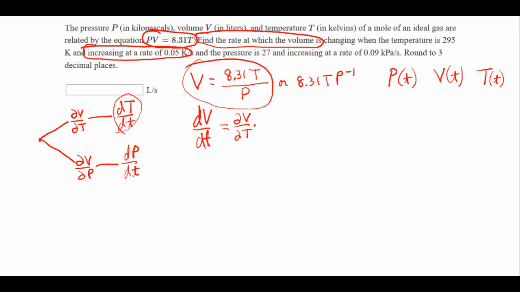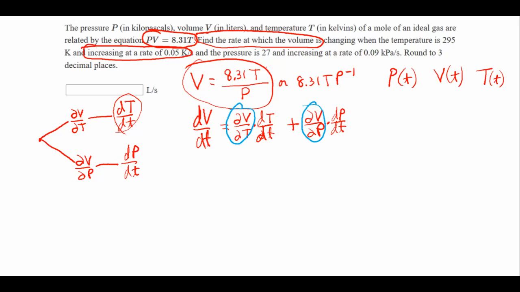So our formula for dV/dt is going to be the partial of V with respect to capital T times the derivative of capital T with respect to time, plus the change in volume with respect to pressure times the change in pressure with respect to time. Now, these two we're going to need to actually do, but the other two we're given.